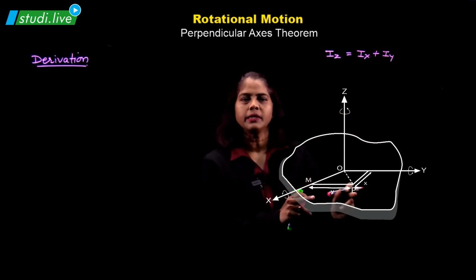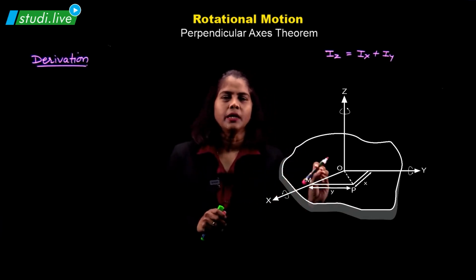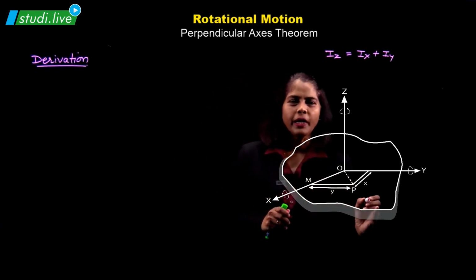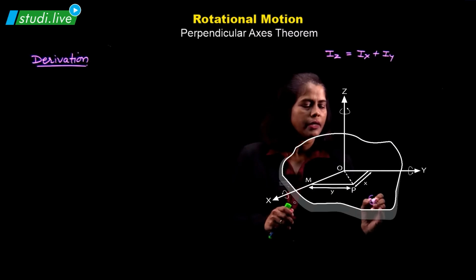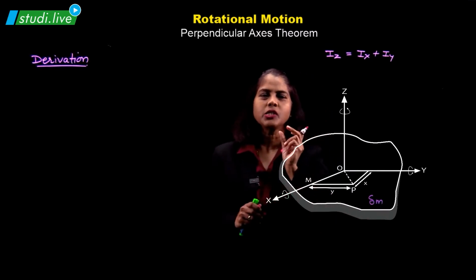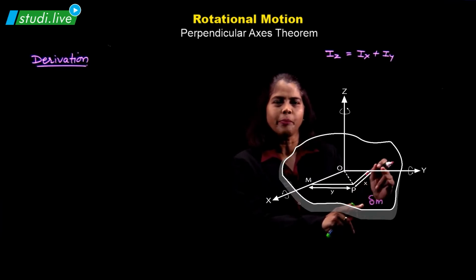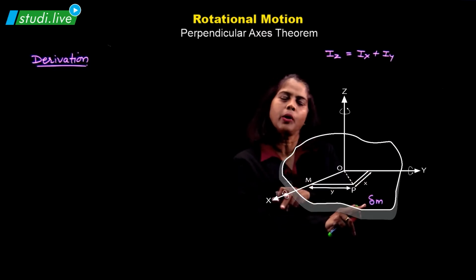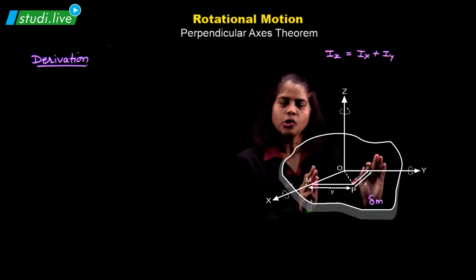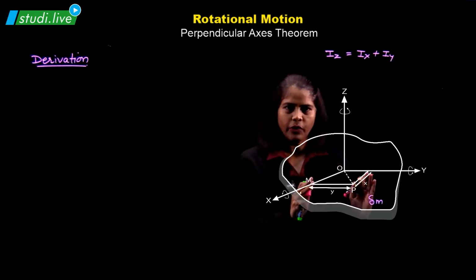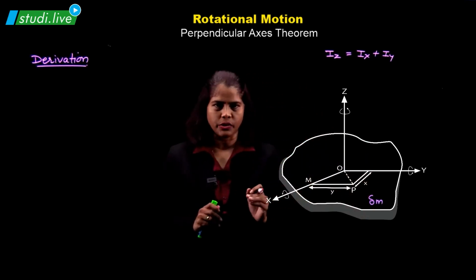Okay. As you can see in the diagram, we have considered a particle. So, the particle P, if you take it, its mass is delta m, which is a very small mass. Okay. Now, this small mass, and of course, this is the perpendicular distance about y-axis, and MP is the perpendicular distance about x-axis, and of course OP is the perpendicular distance about z-axis, right? So, this is all the construction we have done, right, students? Now, let us start with the derivation.